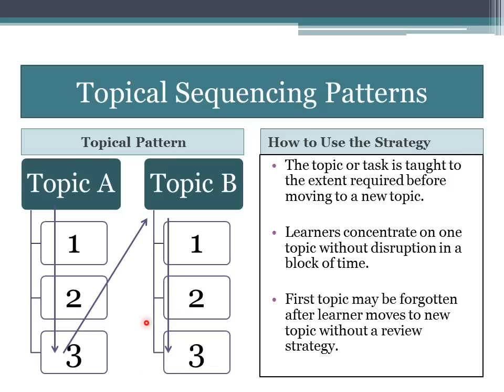The disadvantage, of course, is that by the time the learner completes all this and moves to topic B, everything in topic A has been forgotten. The advantages are, of course, that there is complete attention to one topic. Any resources or materials or hands-on activities are able to be used here in a block of time uninterrupted and without distractions. And again, the disadvantage is that by the time the learner moves to topic B, everything in topic A has been forgotten. So the designer has to strategically build in some sort of synthesis and review if you decide to use a topical pattern.